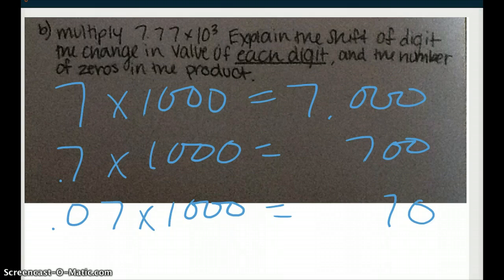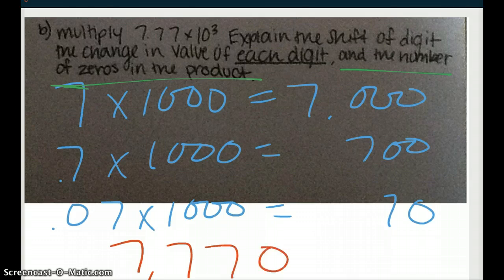There were, how many, it says, and the number of zeros in the product. There were 3 place values added to each digit. There will be 1 zero in the product because we have one place value that has no value, but it is still there. So our end product would be 7,770 because we added 3 place values to the right. We're multiplying, it is getting bigger.